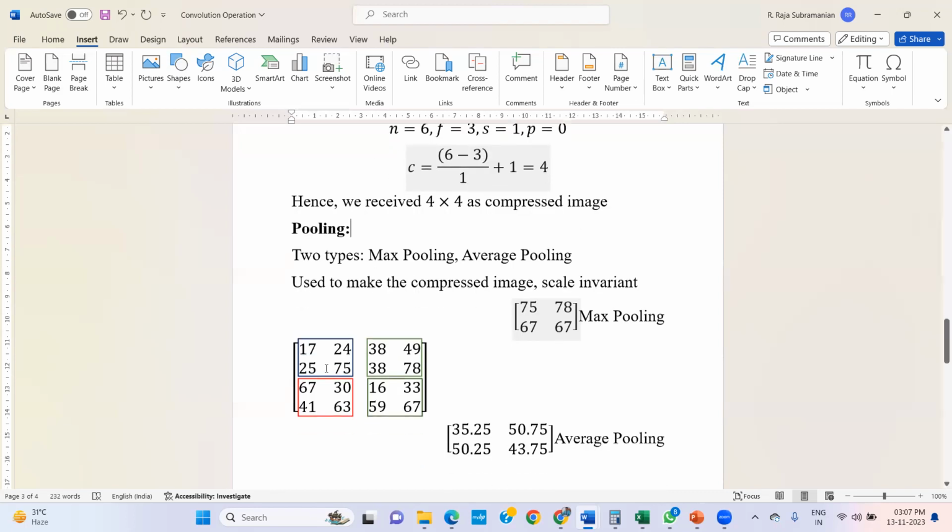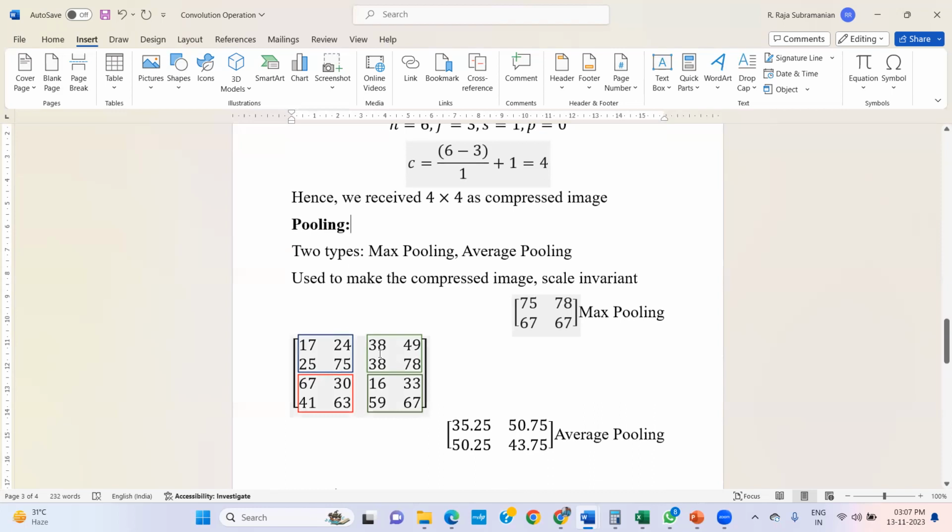Let us assume the output activation map, which we had in the previous example. We will take that map and do pooling. Pooling usually decreases the original dimension by a factor of 2. If the original dimension is 4 cross 4, the pooled dimension becomes 2 cross 2. That is, it gives 50% of the image, so that is the heaviest compression.